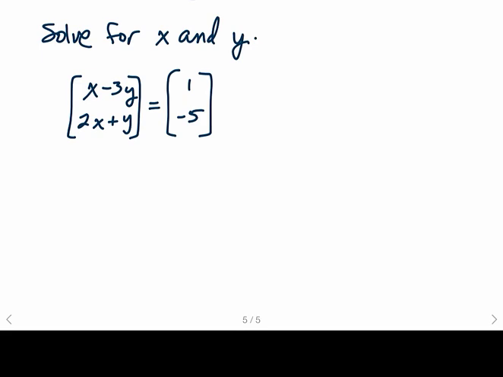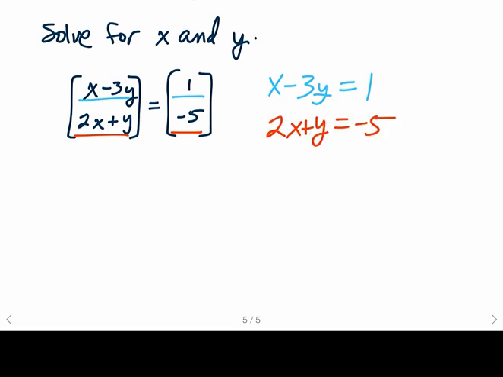Next, same instructions, solve for x and y. We have the 2 by 1 matrix. We also call that a column matrix. x minus 3y in the top row, and then 2x plus y in the bottom row is equal to [1, negative 5]. Things pair up. x minus 3y is equal to 1. And 2x plus y is equal to negative 5. And this is a system that we know how to solve. So, do the same thing we did last time. Well, slightly different steps. But go ahead and solve the system and then come back to the video.